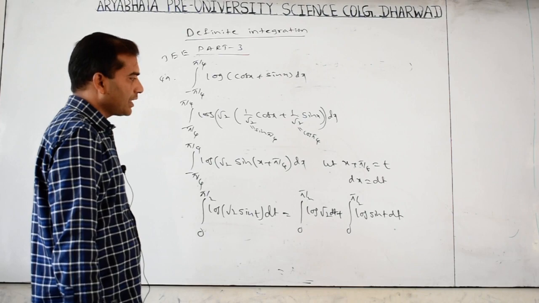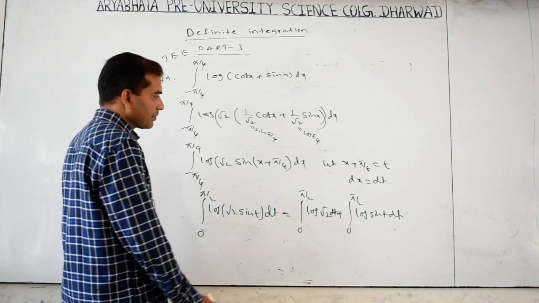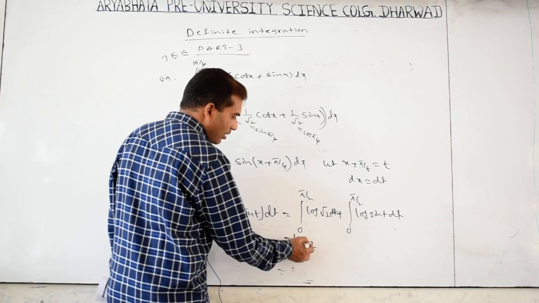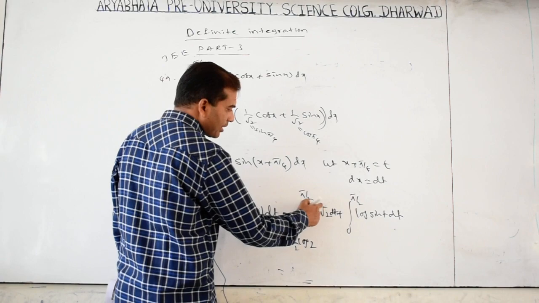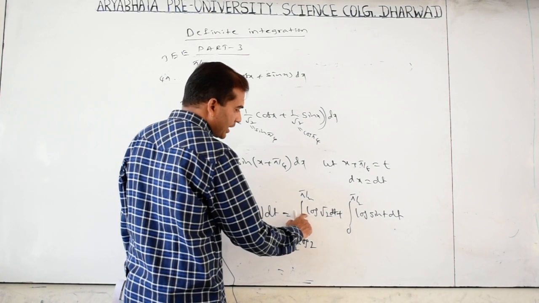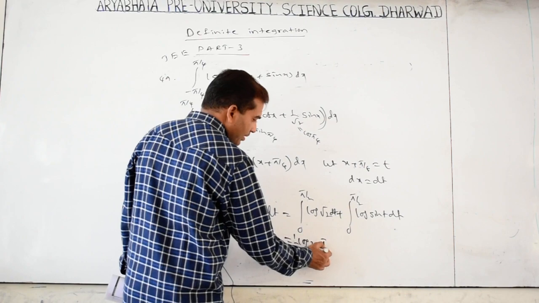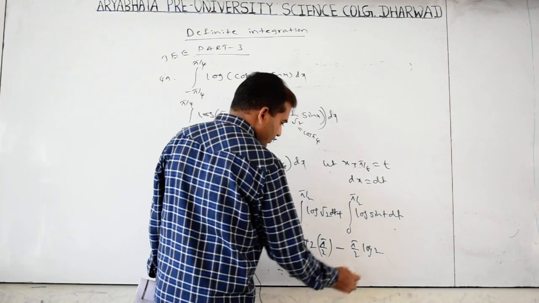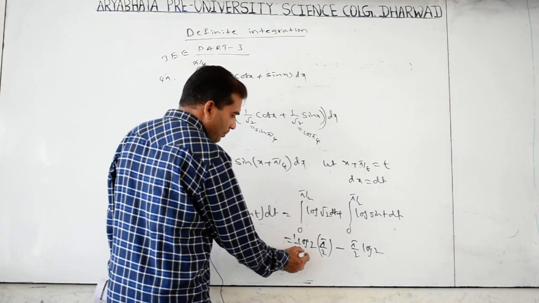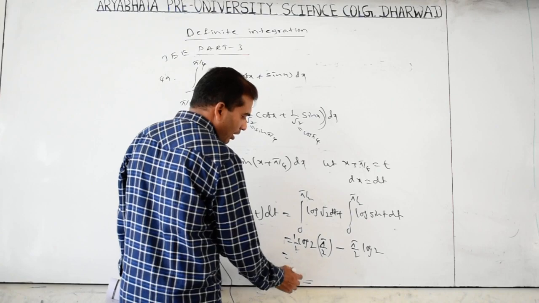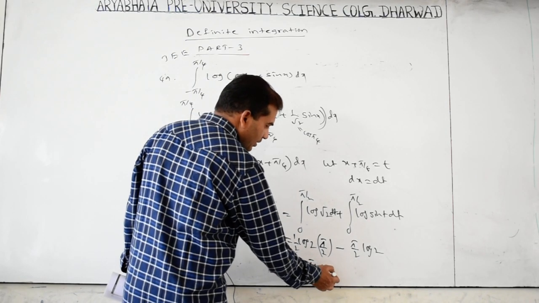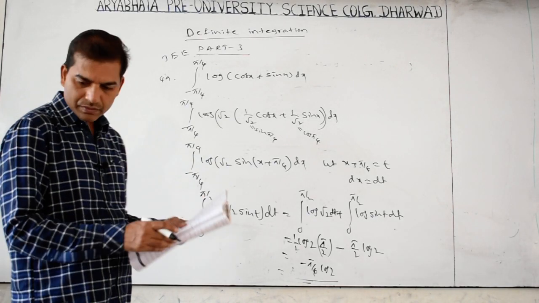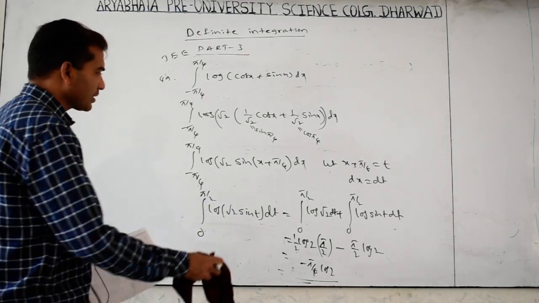0 to pi by 2 log of sin t dt has the value minus pi by 2 log 2. Log root 2 is a constant. We can write it as 1 by 2 log 2, since log of a raised to m equals m into log a, and the integration of 1 dt has upper limit pi by 2 and lower limit 0, minus pi by 2 log 2, right? So pi by 4 log 2 minus pi by 2 log 2 equals minus pi by 4 log 2. This is the answer. Option third is correct.